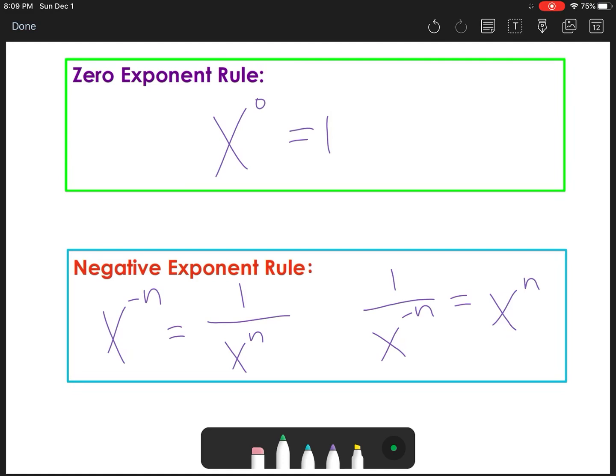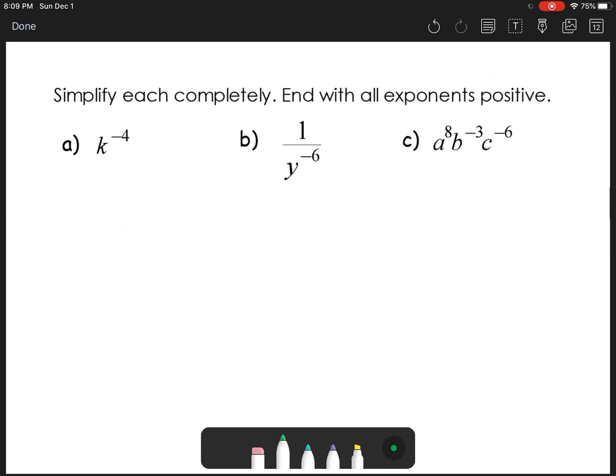Zero exponent rule, any x or any number raised to the 0 power is going to be equal to 1. For our negative exponent rule, essentially, if you have a negative exponent and you want to make it positive, put it on the other side of your fraction. So x to the negative nth power equals 1 over x to the n. Notice how our base stayed the same, our exponents stayed the same, but we put it on the denominator of our fraction instead of the numerator. Same if you have a negative exponent in your denominator, like the second example, 1 over x to the negative n. Well, we would put that in our numerator. So those are our two rules, so we are going to practice them.